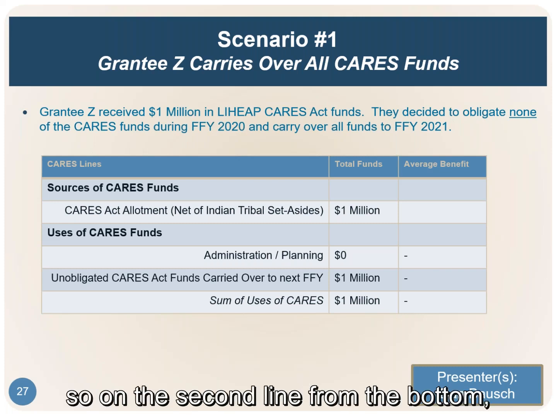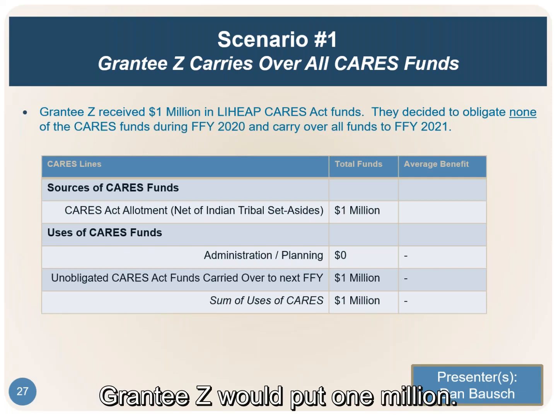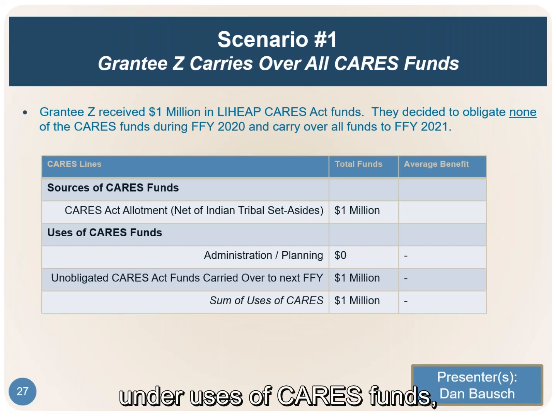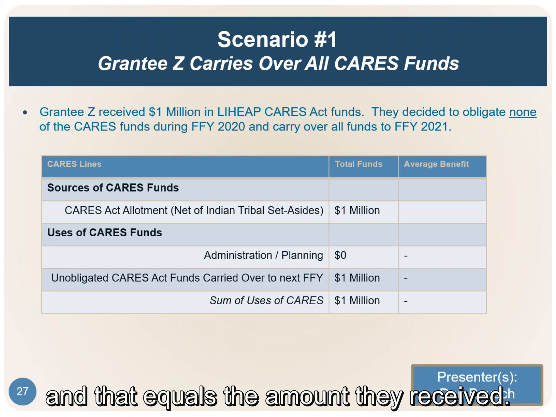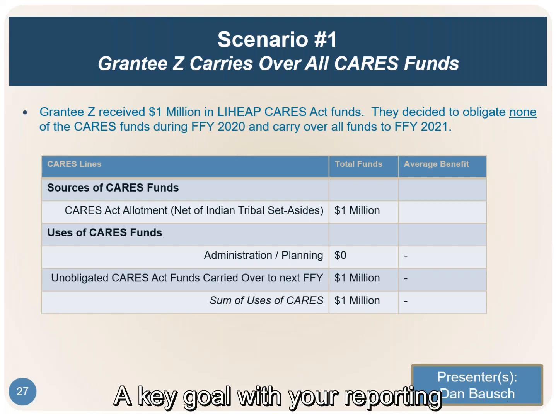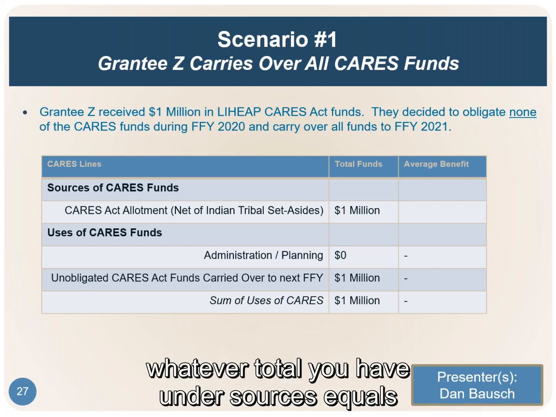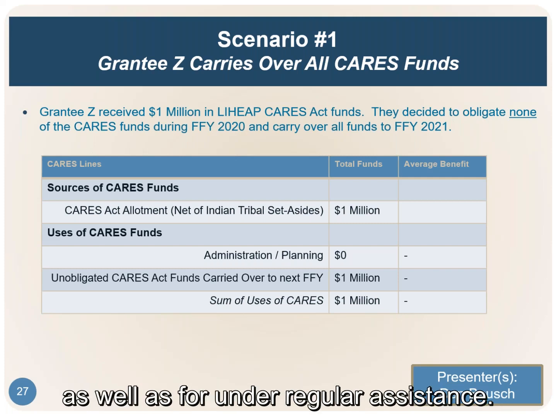So on the second line from the bottom, unobligated CARES Act funds carried over to the next federal fiscal year, Grantee Z would put $1 million. And so when you add up all the items under uses of CARES funds, their total sum is $1 million, and that equals the amount they received. And that's a key goal with your reporting in the grantee survey, is that whatever total you have under sources equals the total you have under uses for CARES, as well as for regular assistance.